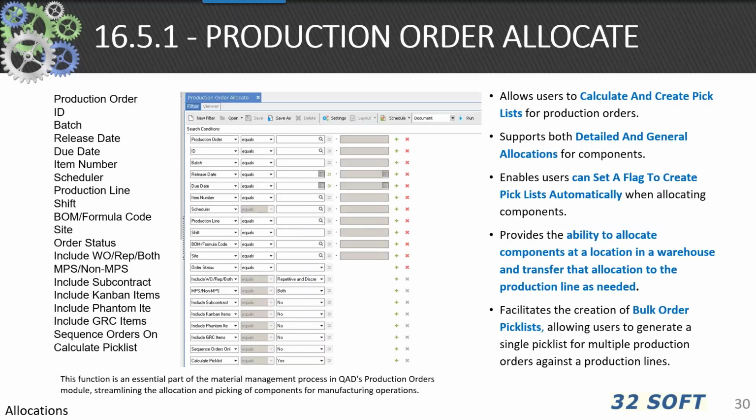The details of 16.5.1 include the ability to calculate and create pick lists. It supports detail and general allocations, enables users to set a flag to create pick lists automatically, provides the ability to allocate components at a location in a warehouse and transfer that allocation to a production line as needed.